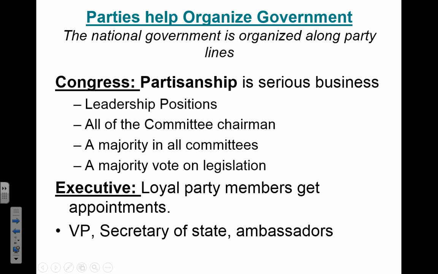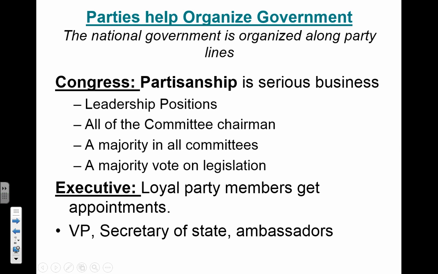The vice president comes along, and I probably shouldn't have included that, because that's not an appointed position, though they are chosen by the presidential candidate. But certainly Secretary of State, all other ambassadors, all cabinet members, and so on, all are appointed positions. So again, whatever party holds the majority, that's where those places are going to come from. Okay, so partisanship matters.